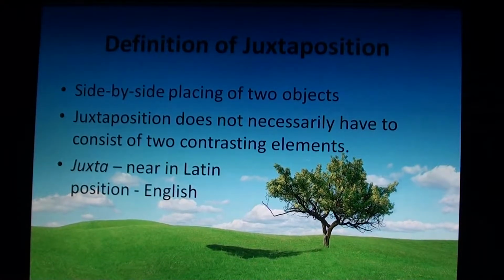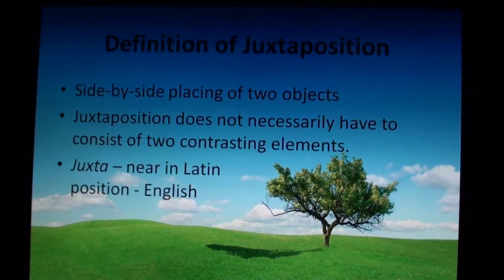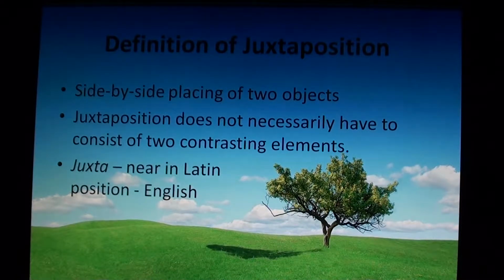Juxtaposition is a literary technique in which two or more objects are placed side by side for the purpose of developing contrast or comparison. Before my research, I'd always believed that juxtaposition had to involve contrast, but I've learned that it's not simply limited to providing stark contrast. The etymology of this word derives from the Latin word juxta, which means near, and the English word for position. Literally, this would mean near position, a definition that perfectly goes along with placing side by side.